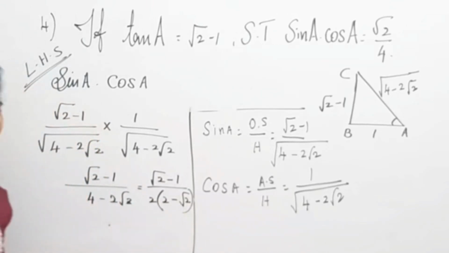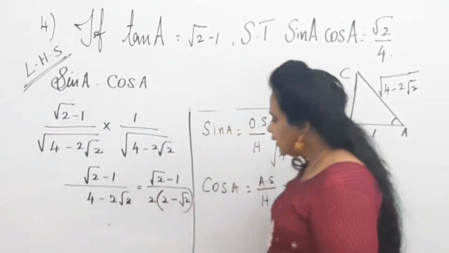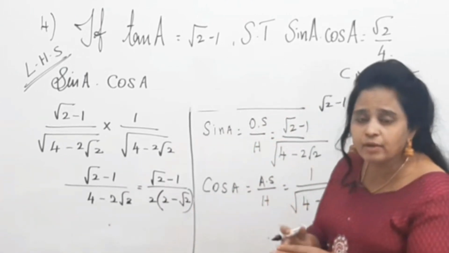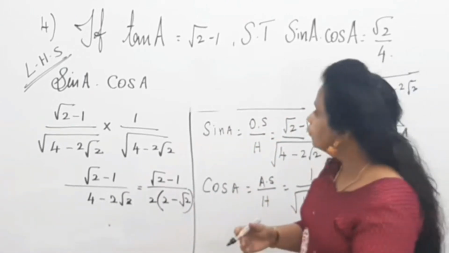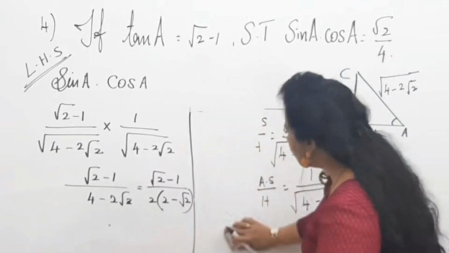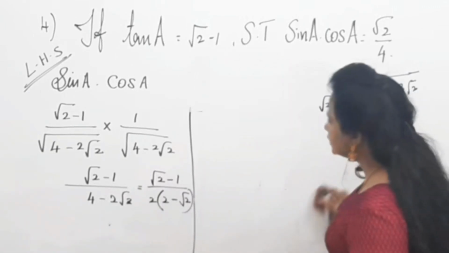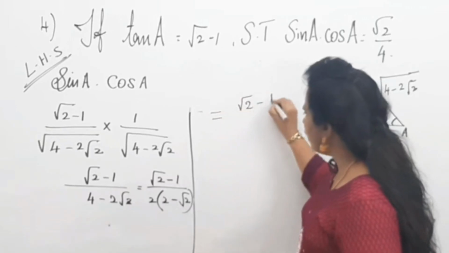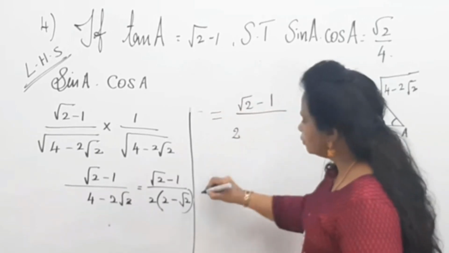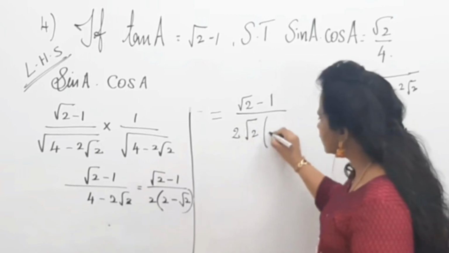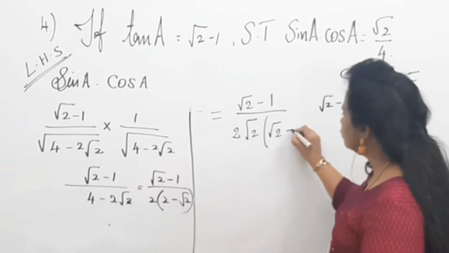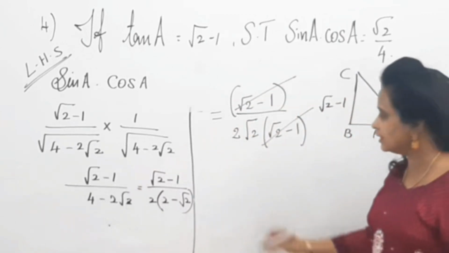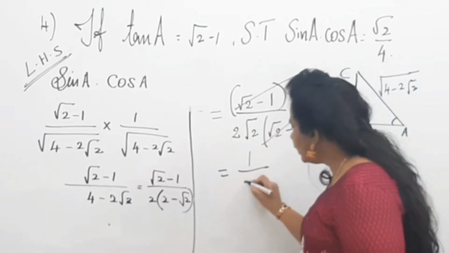Still I'm not getting the right hand side answer. That means I still find 2 and root 2 are the same kind of number with a common factor. So what is that common factor? Root 2 is the common factor. So let me take out my root 2 here. That is equal to root 2 minus 1 divided by 2 into, I would take my root 2 outside, I'm left with root 2 minus 1. Now, hope everyone understood, it gets cancelled. So now 1 by 2 root 2.